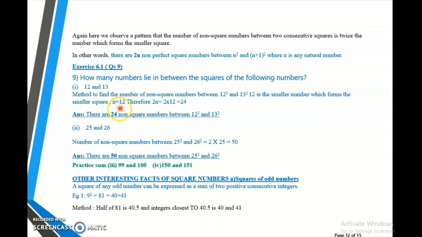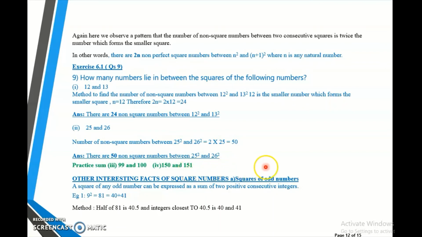Isn't it simple? Let us try for 25 and 26. That is, how many non-perfect squares are there between 25 square and 26 square? The answer is double the first number, or the smaller number. That is 2 into 25, that is 50. So there are 50 non-perfect squares between 25 square and 26 square. Isn't it simple? Just multiply the first number by 2. It is as simple as that. Try the practice sums as given below.